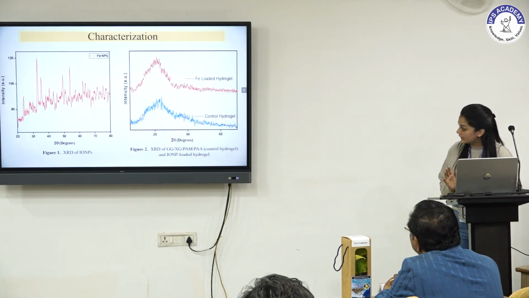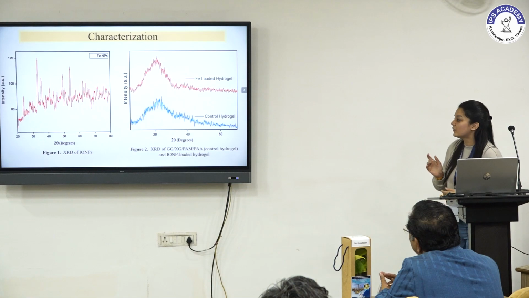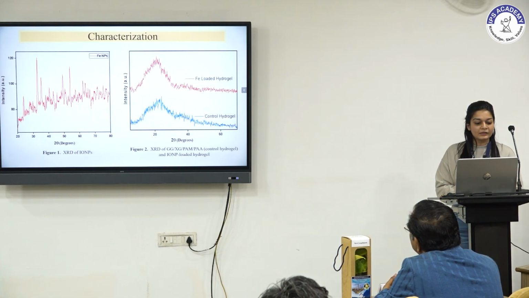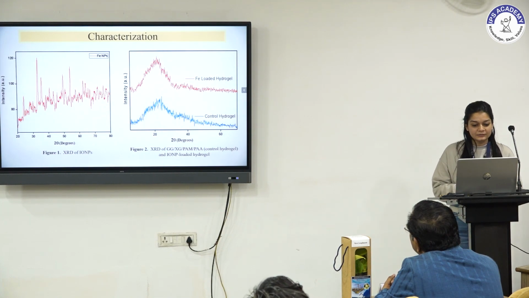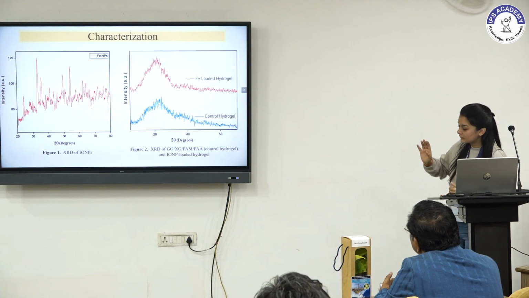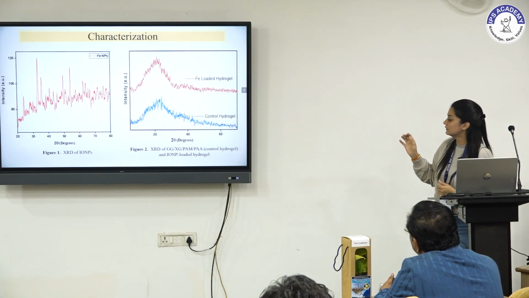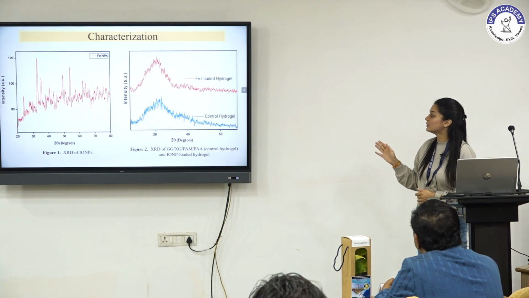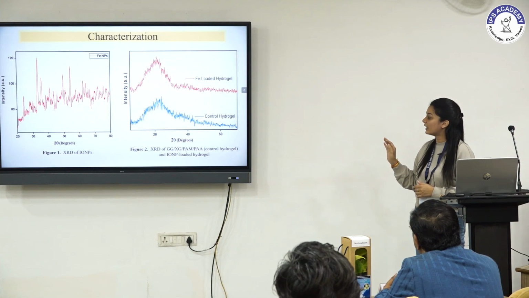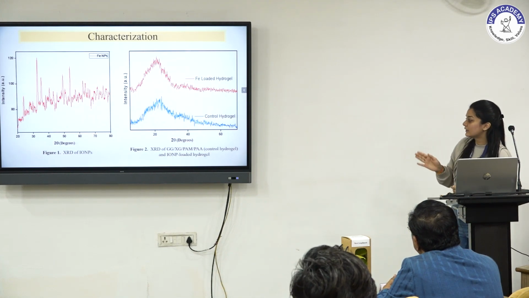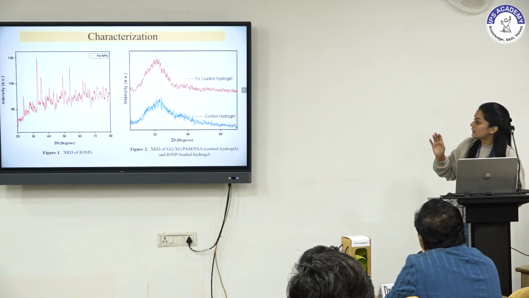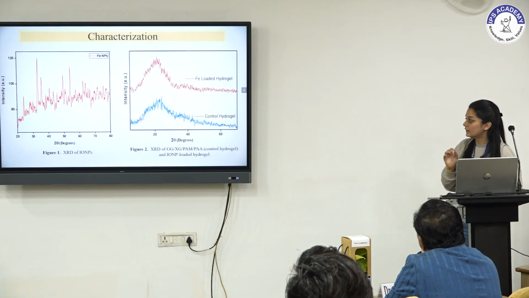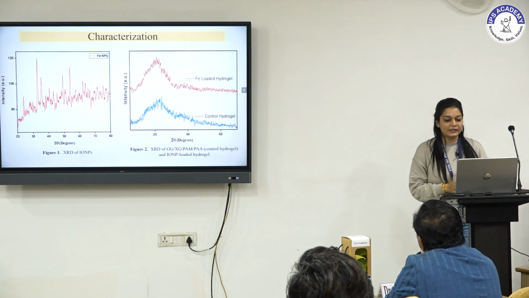So here is the characterization. On the left, this is the XRD of iron nanoparticle, in which we obtained peaks near around 31 and 35, and it is similar to the alpha phase of iron nanoparticles. Then here is the XRD of the loaded hydrogel, in which iron was loaded, and the control one in which iron was not loaded. So we got a hump that represents the amorphous nature of the polysaccharide, that is gum, and in the iron loaded hydrogel we got a comparatively sharp peak, that is due to the crystalline nature of iron.